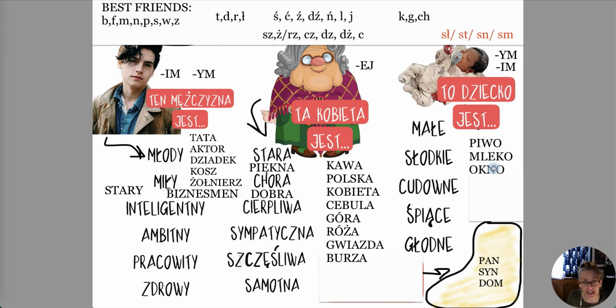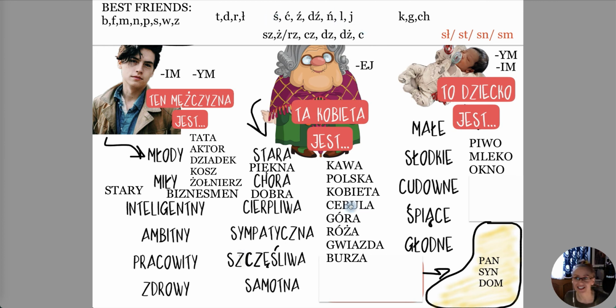So oknie, biznesmenie, kawie, right? So that's the group where the noun endings are shared, right? So you don't really have to worry too much about it. So let's look at this group as the last one.